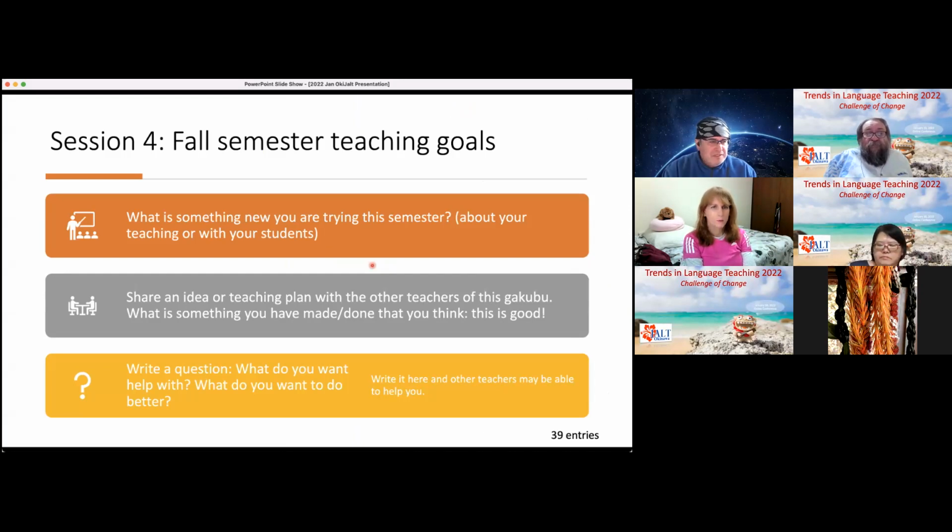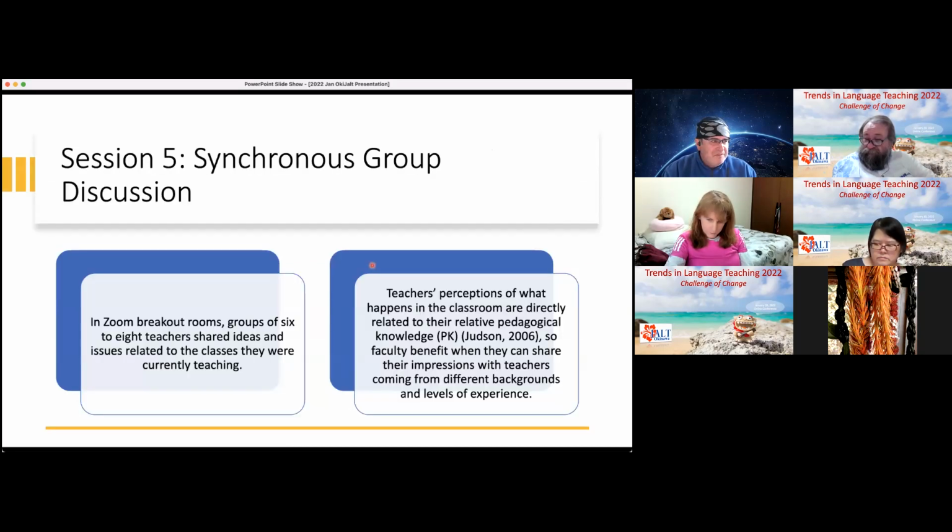Session 4 was the start of the fall semester. So, what are you going to try to do new this semester? And again, trying to push the assumption that you will try something new instead of just rehash old material. And the last item here was, what do you want help with, or what do you want to do better? And hopefully to get some conversation going on problems or issues that teachers want to solve.